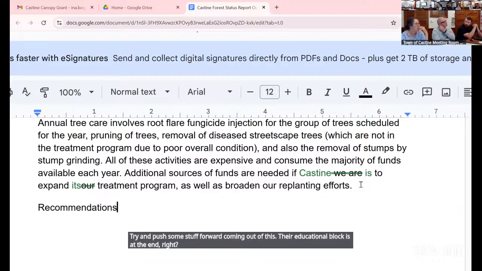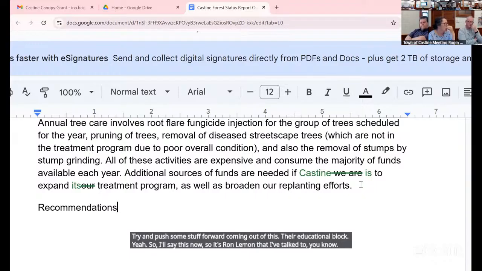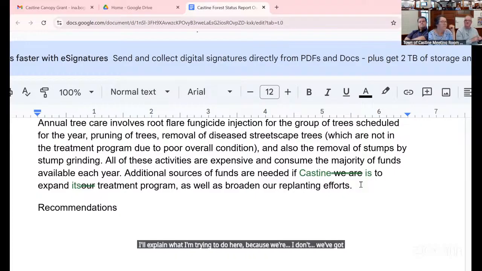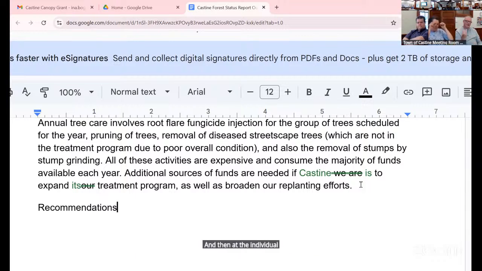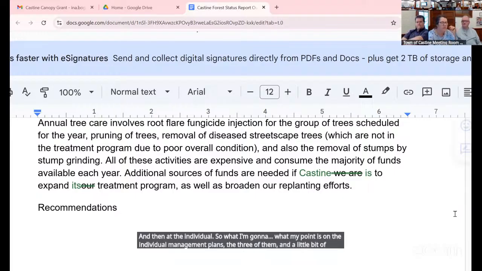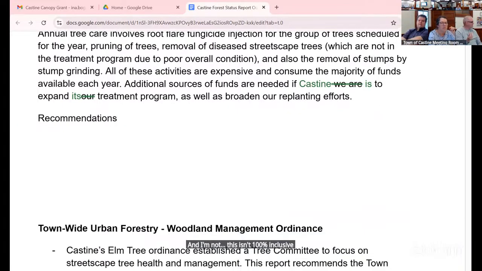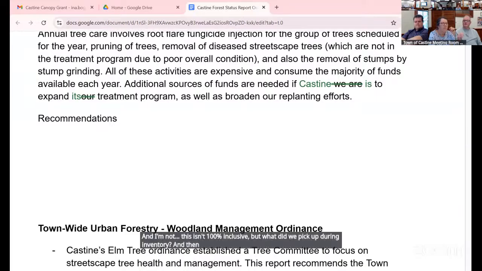Right, so I'll say this now, it's Ron Lemon that I've talked to. I'll explain what I'm trying to do here, because we have to be really cautious that we don't repeat the same thing at your level and then at the individual level. My point on the individual management plans, the three of them, and the little bit of work I'm going to do at the museum: what did we pick up during inventory? This isn't 100% inclusive. And then Ron is going to help with how it can be treated at a low level, meaning in somebody's backyard, or at a larger level, like if you hire Bill to come in and do it.